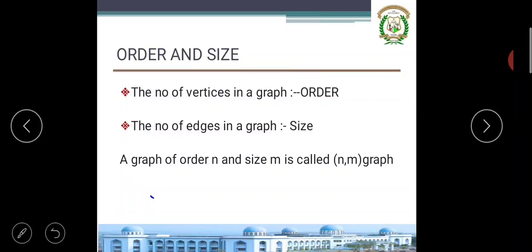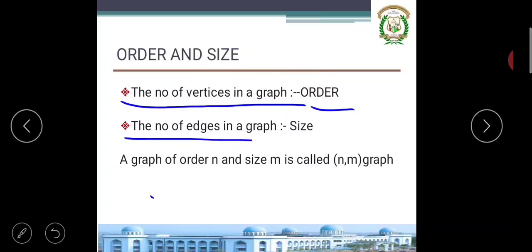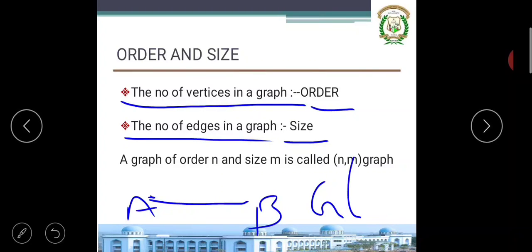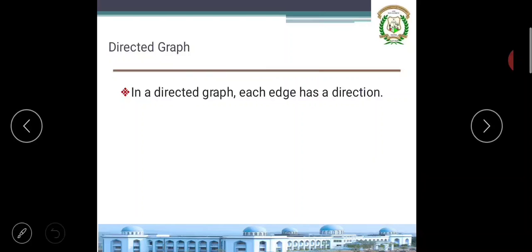Now, the next very important thing is order and size. The number of vertices in a graph we call the order. The number of edges in a graph we call the size. Take this example: this is A, this is B. Two vertices and one edge, G of 2, 1, where 2 is the number of vertices, called the order, and 1 is the number of edges, called the size of the graph. Like this way you can write it.